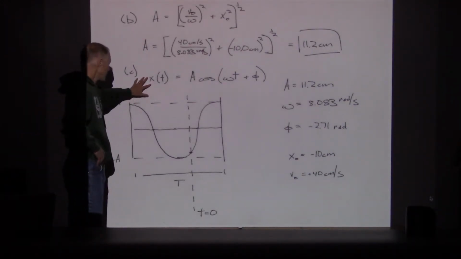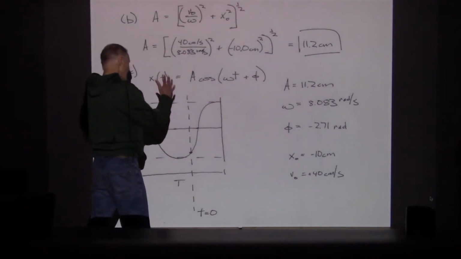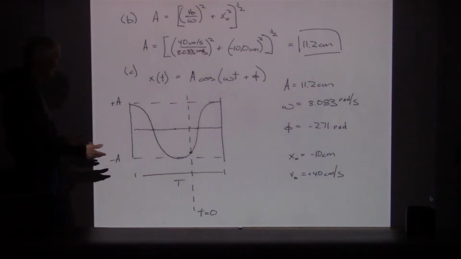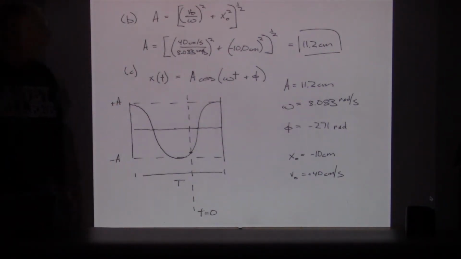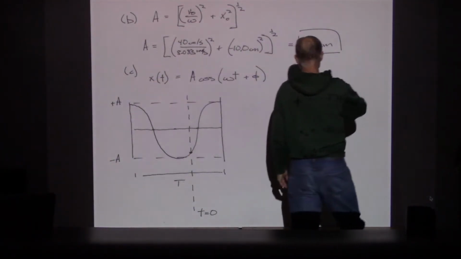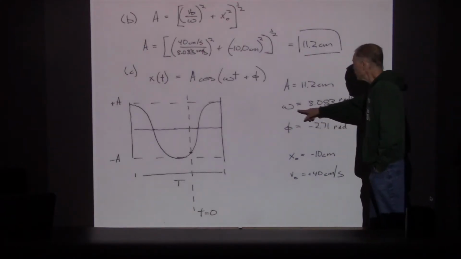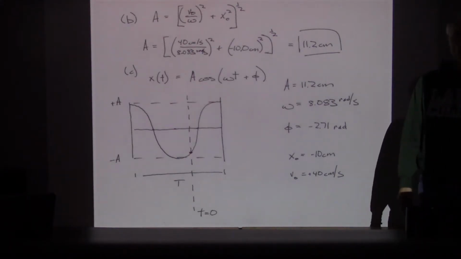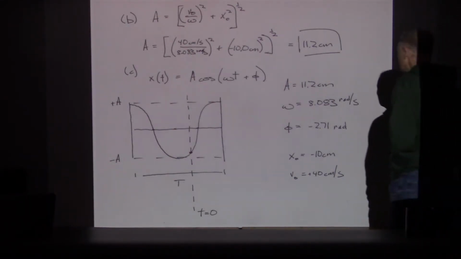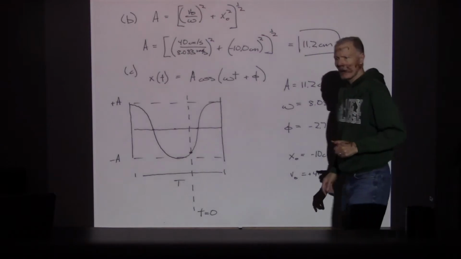And then here is a graph of what one of the cycles would look like. That's what a cycle looks like. Within that cycle, where is t equals 0? So what we found now is that the amplitude of the oscillations is 11.2 centimeters. The frequency of the oscillations we found earlier to be 8.08 radians per second. And let's go with that phase angle of minus 2.71 radians. What was the other version of that we had?